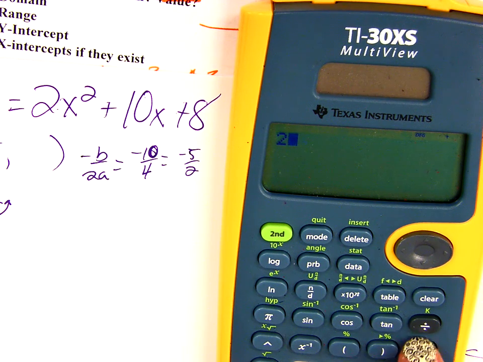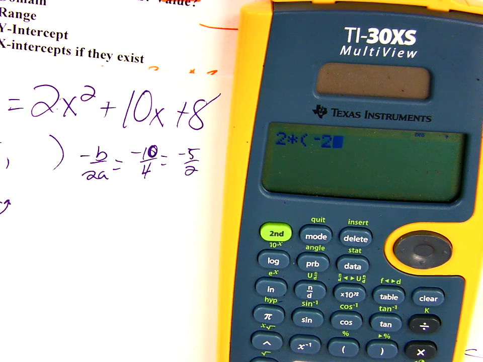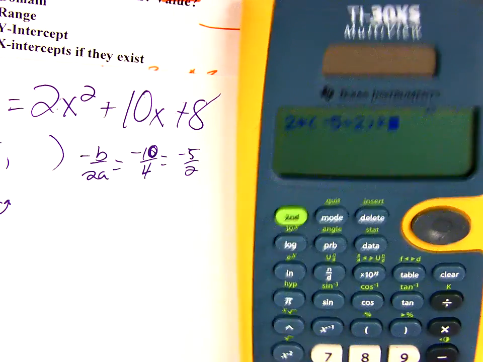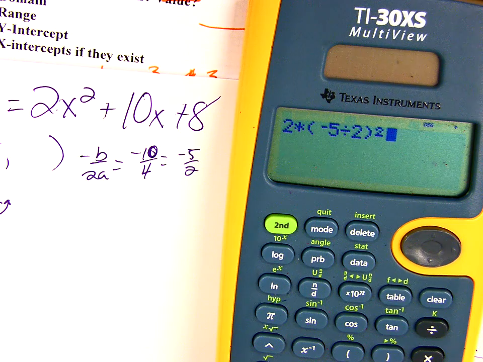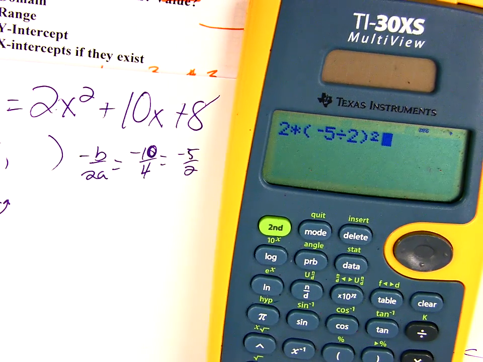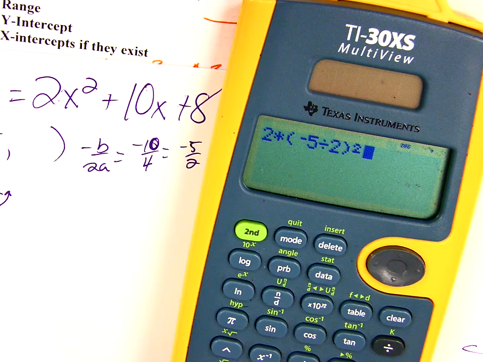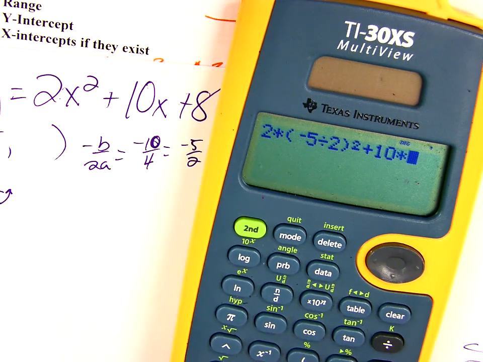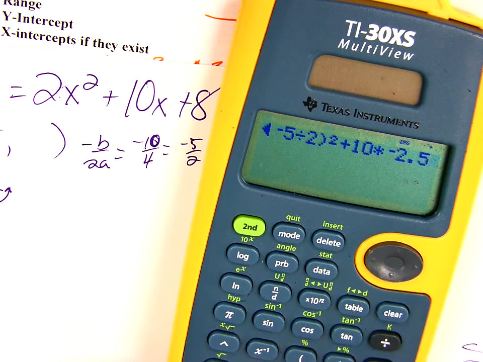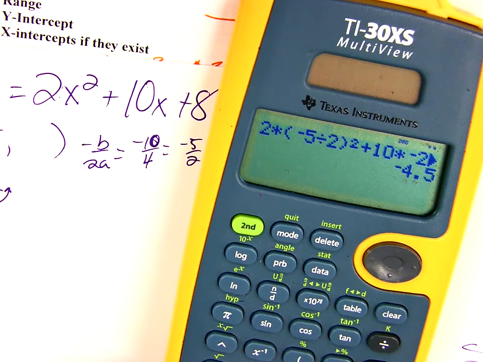So I want to do 2 times. Now, I want to put either a fraction or a decimal. It doesn't matter. It's a good idea to put in parentheses negative 2.5. If you left it as a fraction, you would just type it in as negative 5 divided by 2. That's it. And then close that parenthesis. I need to square that value. So, if you left it in fraction form, that's what the first little piece should be. The calculator can do all of it at once, though, so I'll just keep going. Plus 10 times negative 2.5 plus 8. I get negative 4.5.